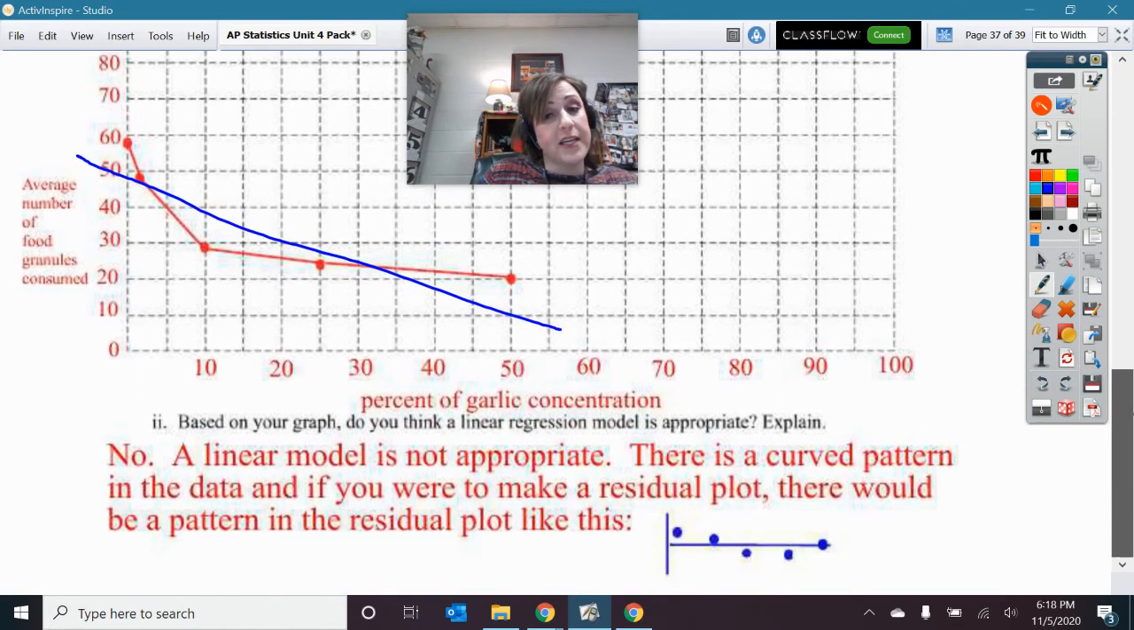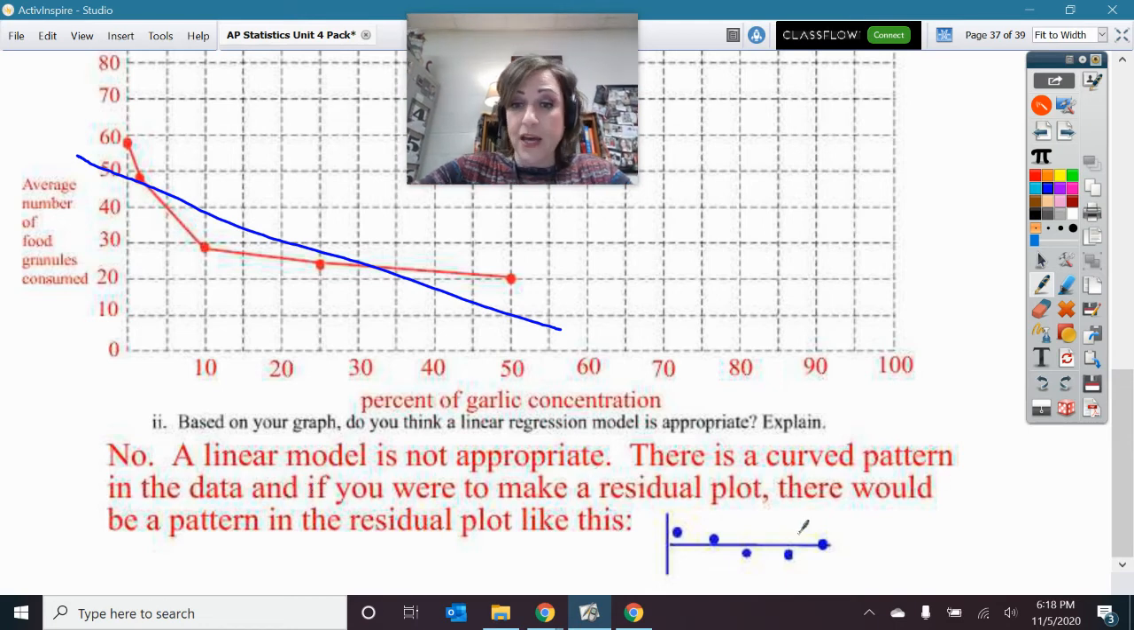So based on that, do you think a linear model is appropriate? Explain. And so no, a linear model is not appropriate. There is a curved pattern in the data. That's all you had to say. But, again, if I was to make a residual plot, then I would have this pattern in the residual plot kind of like that. That was not required to get credit.